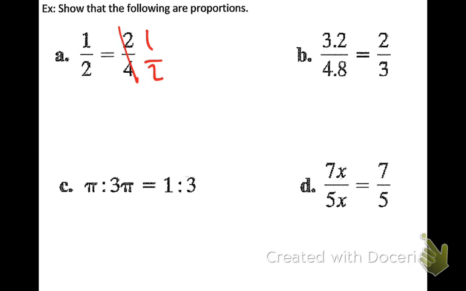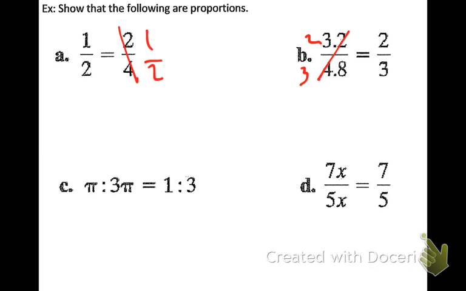All right. What can I do? What goes into 3.2 and 4.8? Both. Zach? How many times does it go in 3.2? Yeah. It reduces to 2 over 3 as well. It goes into 4.8 3 times. So that'll work.